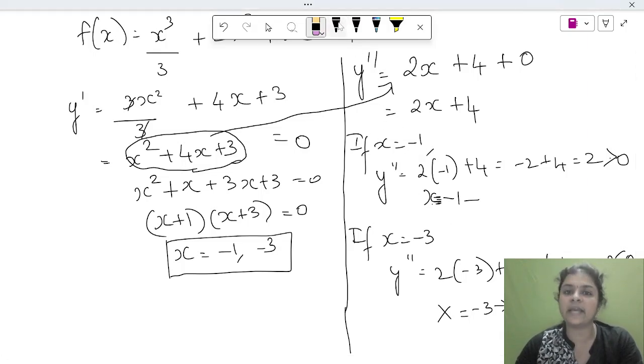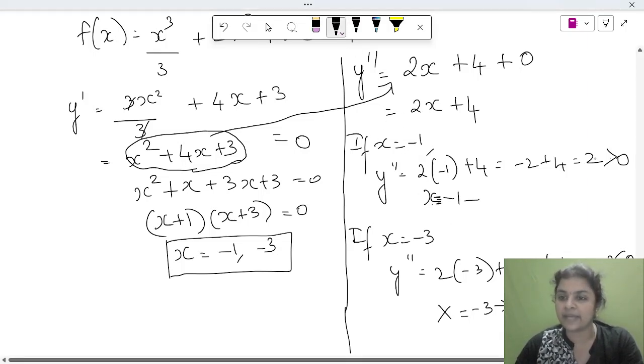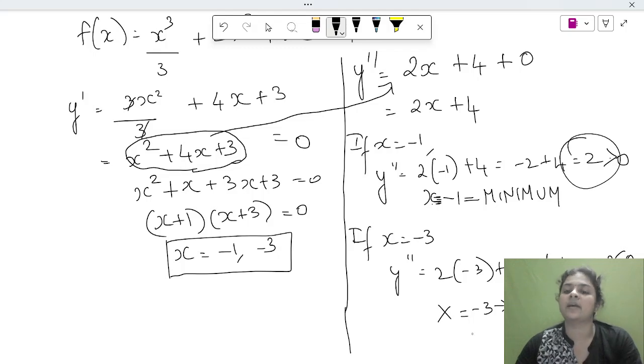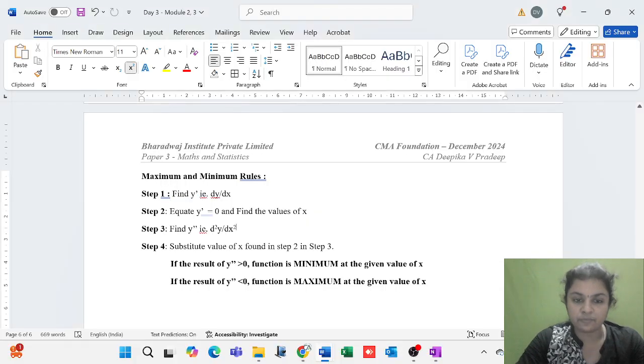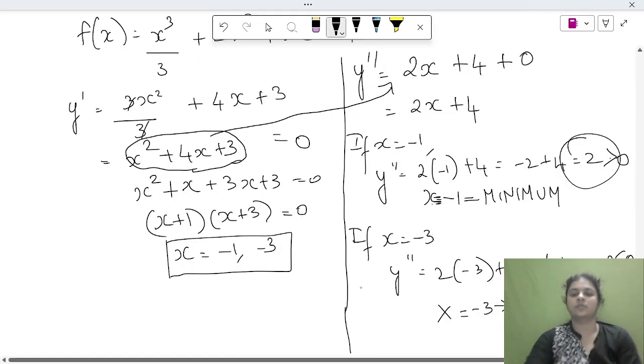Okay, I repeat again. If the final answer that you get, y double dash, is greater than 0, this is the minimum value. If this is less than 0, this is the maximum value. Sorry. Okay, see the rule here. If y double dash is greater than 0, it is minimum. If y double dash is less than 0, it is maximum. Okay, so this is how you will solve the minimization maximization.